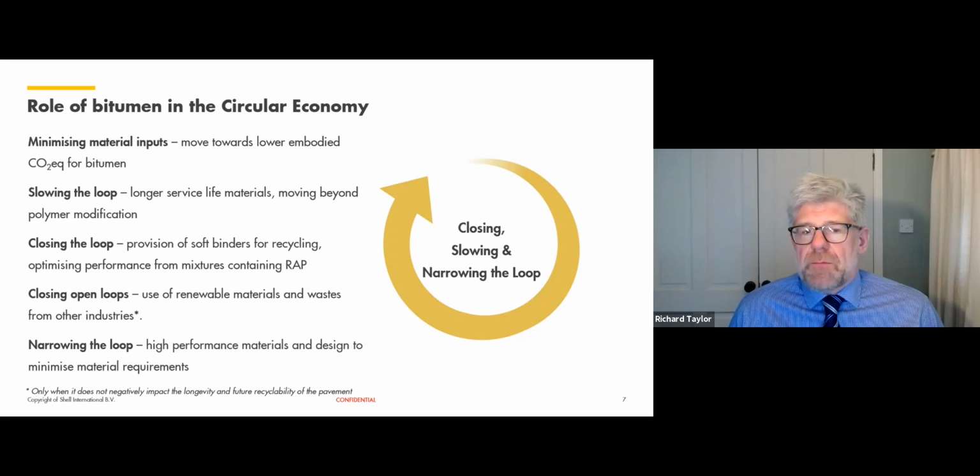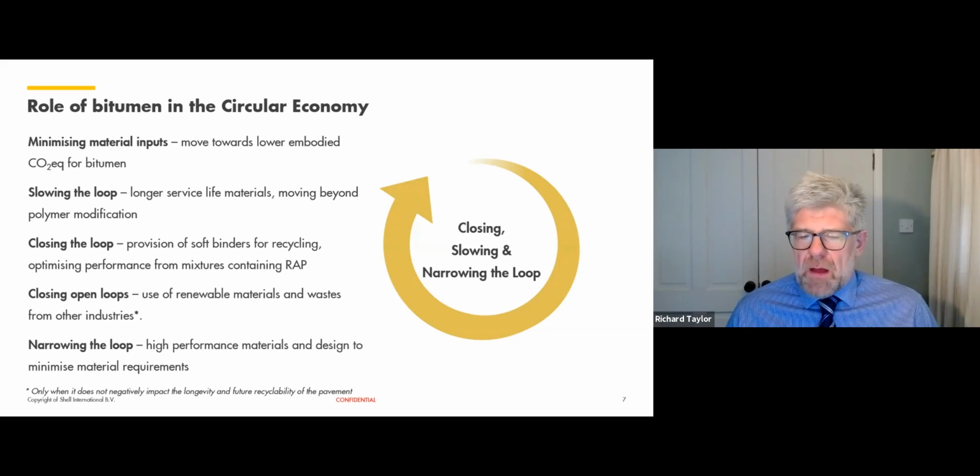Closing the loop, the provision of soft binders for rejuvenating type materials for recycling, optimizing the performance for mixtures containing RAP, very important role that bitumen can play there. And then closing other open loops, taking renewable materials and waste from other industries in order to A, close the loop, and B, minimize the material impacts, is a way in which bitumen can play a role in the circular economy. And then finally, narrowing the loop. So by narrowing the loop, we're talking about less materials performing the same function.